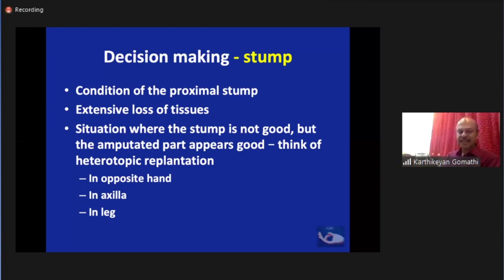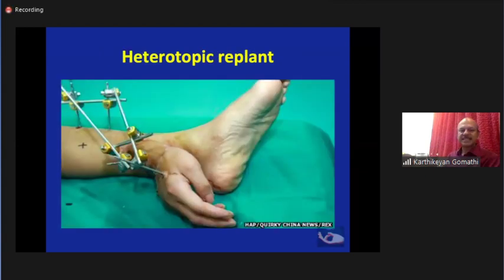The second is it can be put in the opposite hand. For instance, if there has been an amputation of both hands and one hand is not good, whereas the stump and part must be good, you can always do a cross hand transplantation, replantation, or you can put it back in the leg, as this picture became viral a few years ago when they did a heterotopic replantation. So this also should be thought of.